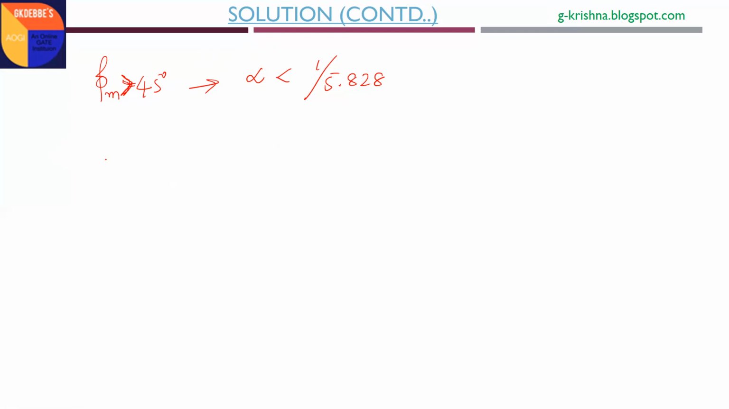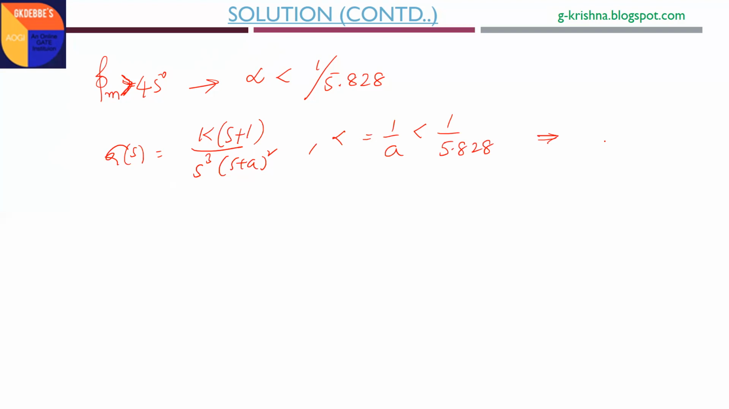we can write the transfer function as k by s cube into (s plus 1 by s plus a) whole square, where alpha is 1 by a, and you have to select alpha always less than 1 by 5.828. From here, a should be greater than 5.828. When you select a greater than 5.828, alpha will be less than 1 by 5.828. Then the maximum phase shift provided by one lead system will be greater than 45 degrees.